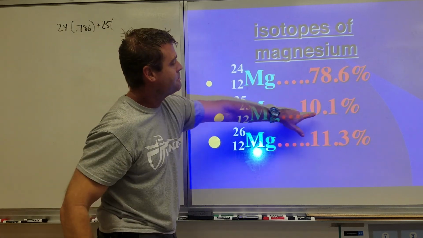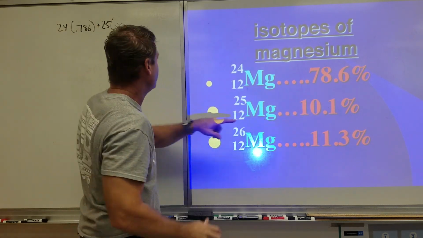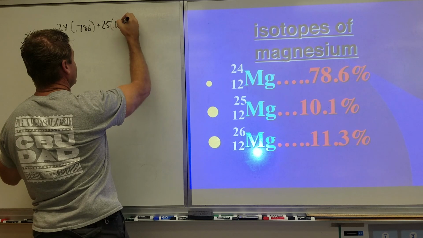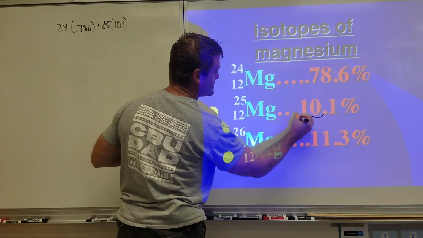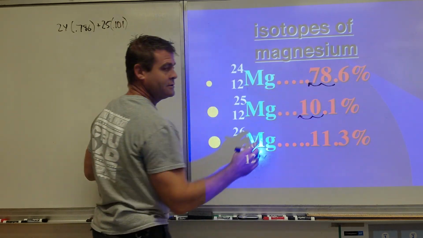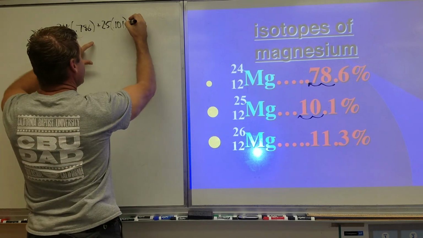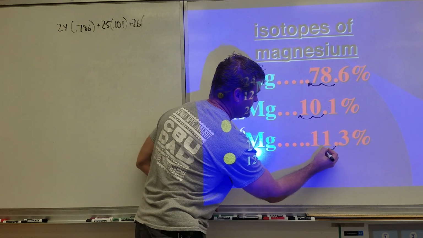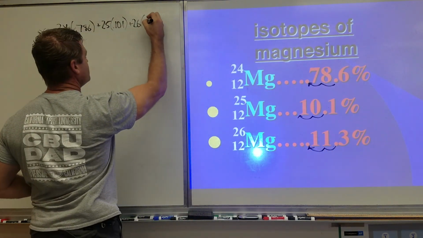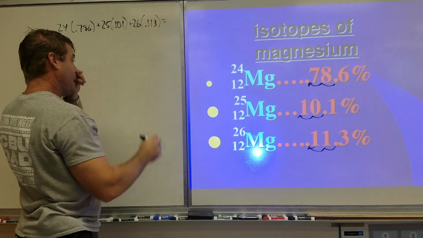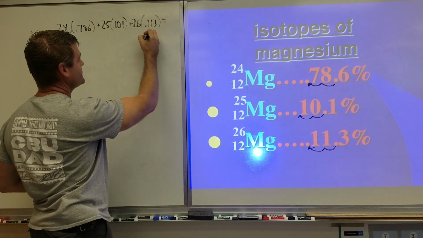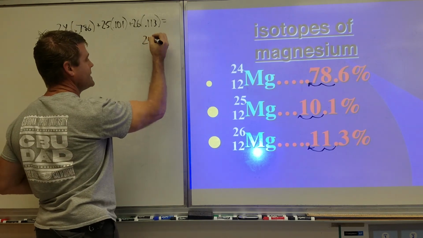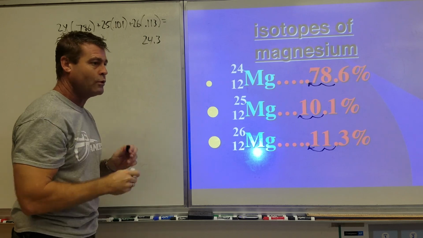Then what I'm going to do is add it to the atomic mass of the other isotope, multiplied by its percent abundance converted to the decimal equivalent. And if I convert it, once again, we're just moving the decimal 2 places. That's all we're doing to convert it to the decimal equivalent. And then I add it to 26 times its decimal equivalent, which is 0.113. And then when I plug that in, I would expect you to use a calculator. I'm going to get like 24.3.